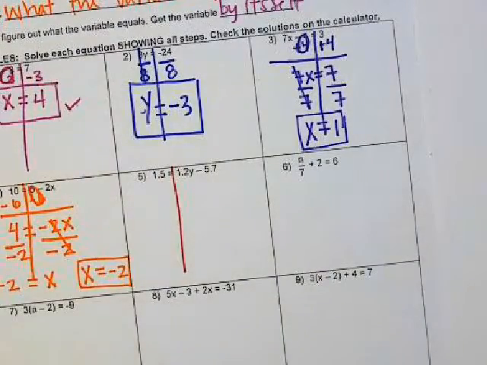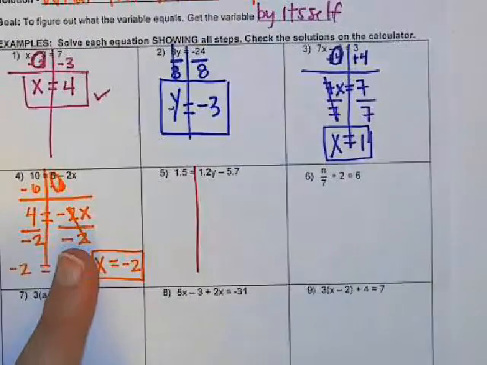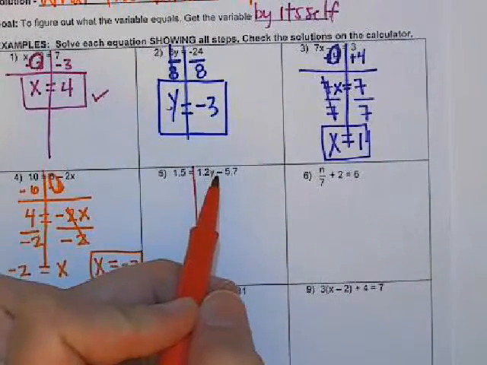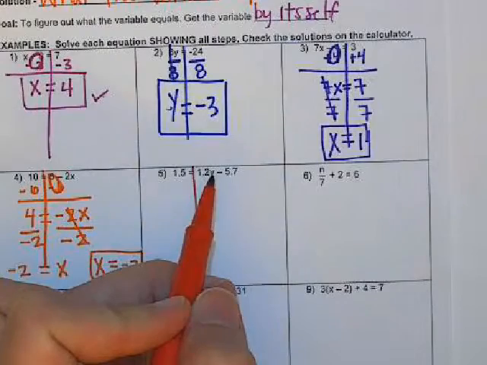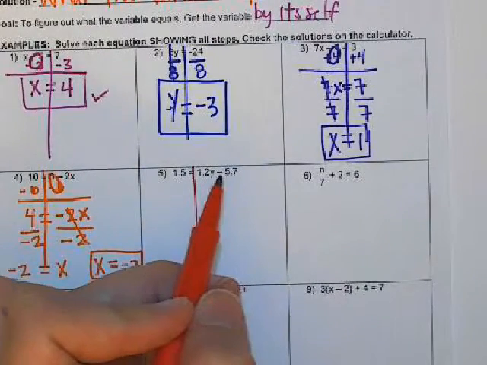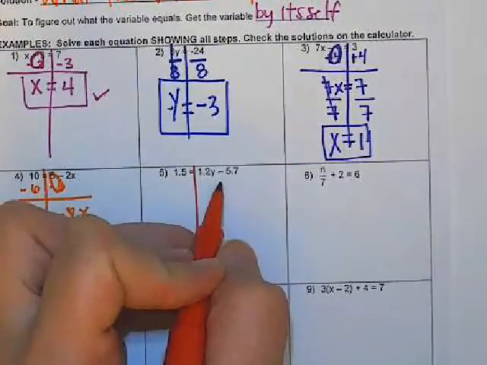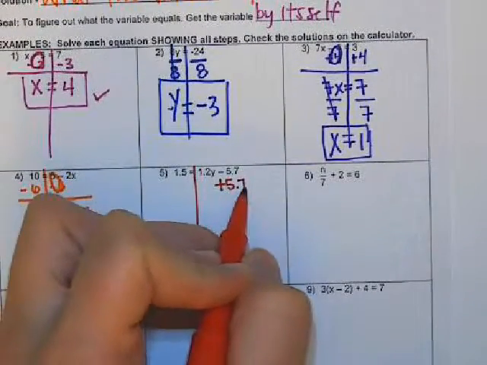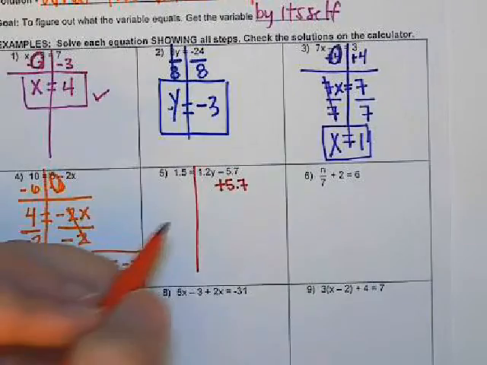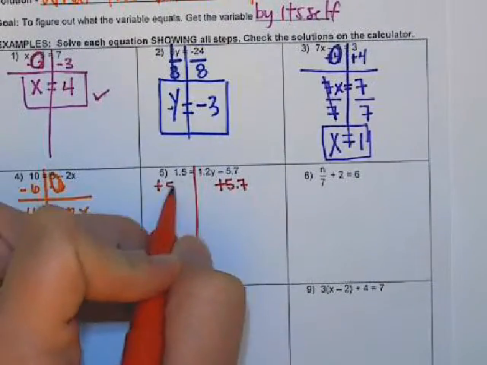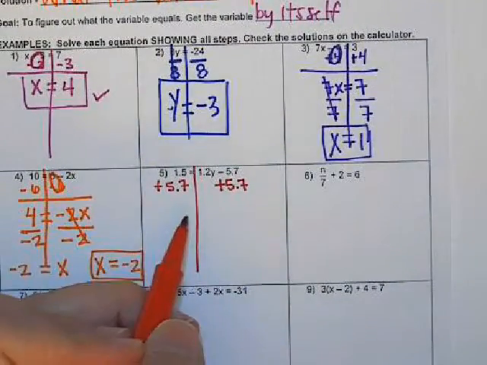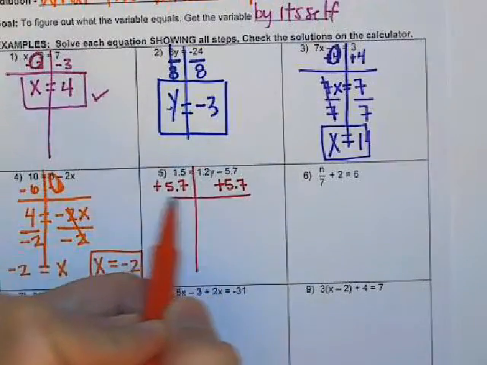Do decimals mean anything different? No. Find your variable. What's being added or subtracted to the variable? Negative 5.7 is being subtracted, right? So the opposite of that is plus 5.7. What I do to one side, I do to the other. Now I'm about to add, so I'm going to draw my line.